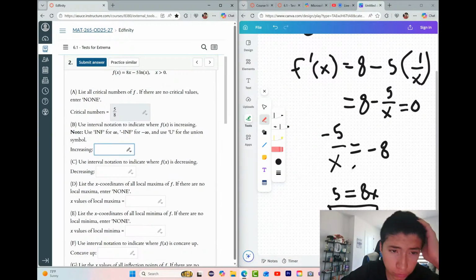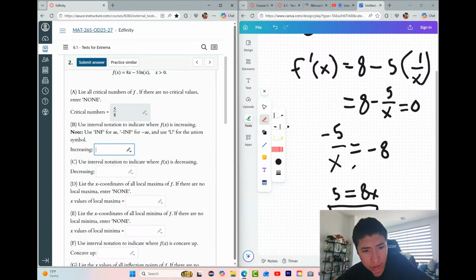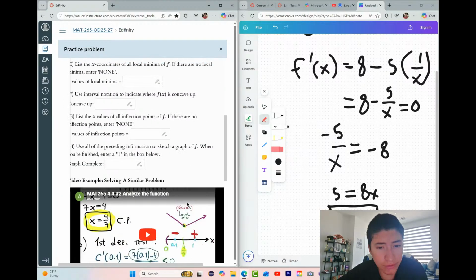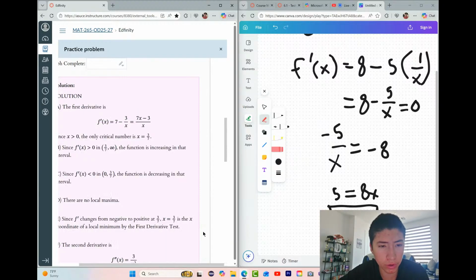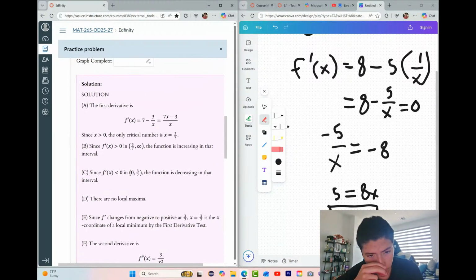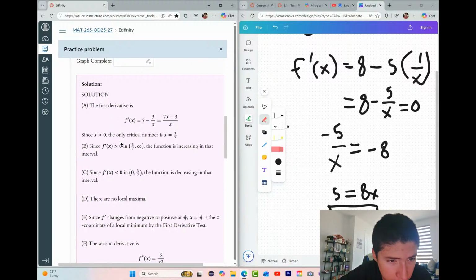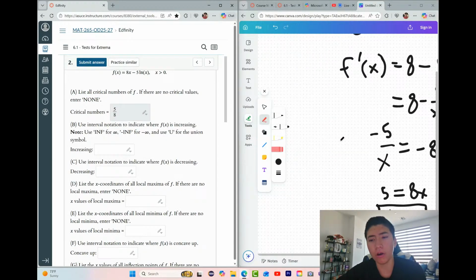All right, use interval notation to indicate where f of x is increasing. What does this x greater than 0 mean? Hold on. Even though it's not a critical number, I wonder if we consider that when we make our intervals. Let's see. Yes, okay, so we got that right. That's what we need to consider. So use interval notation to indicate where f of x is increasing.